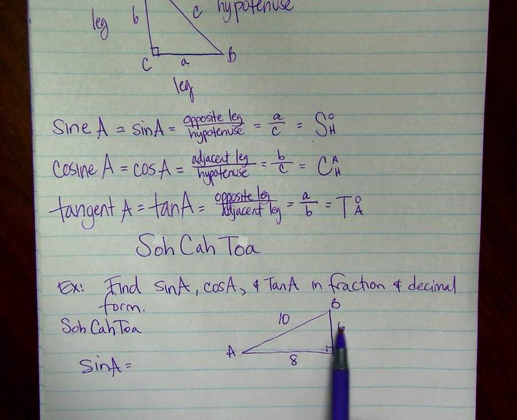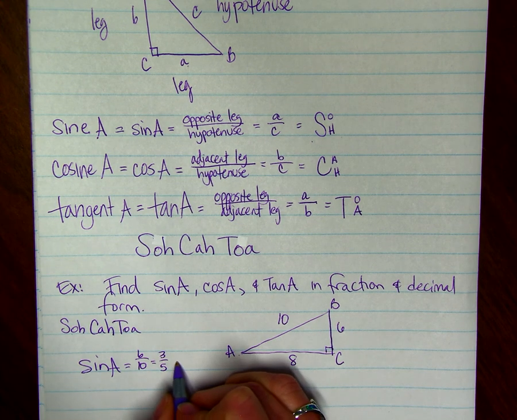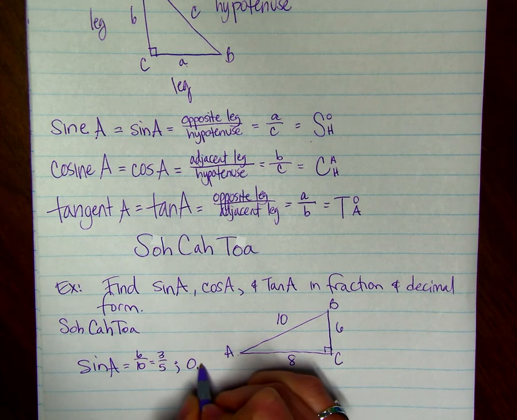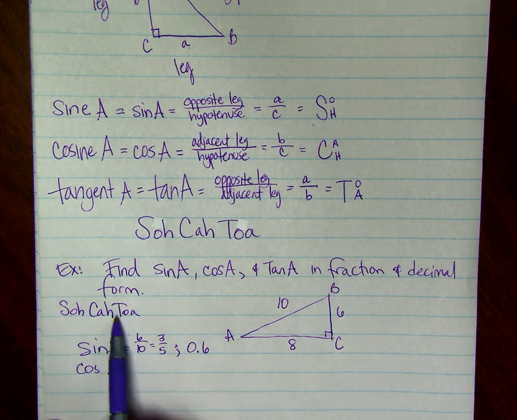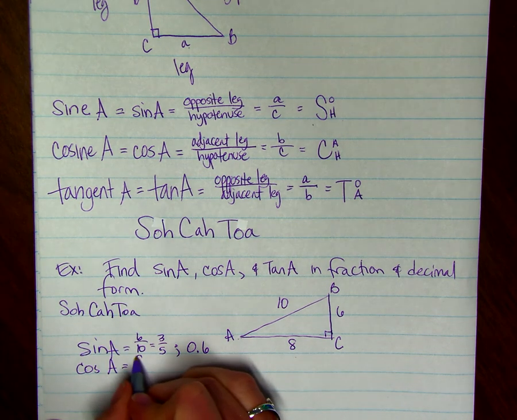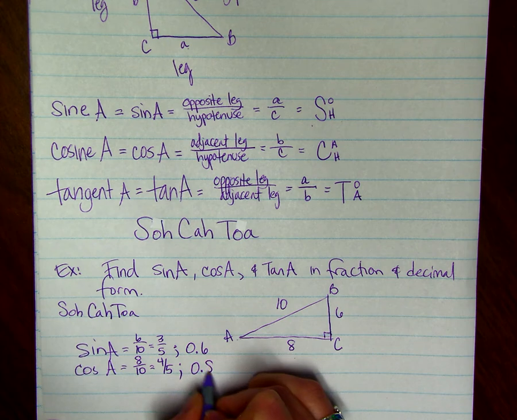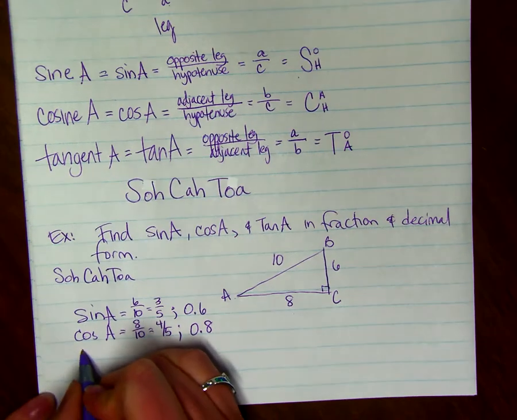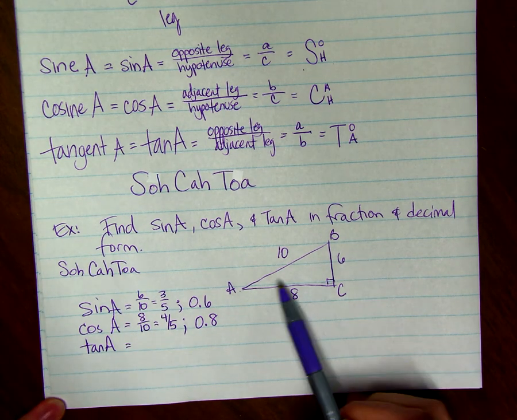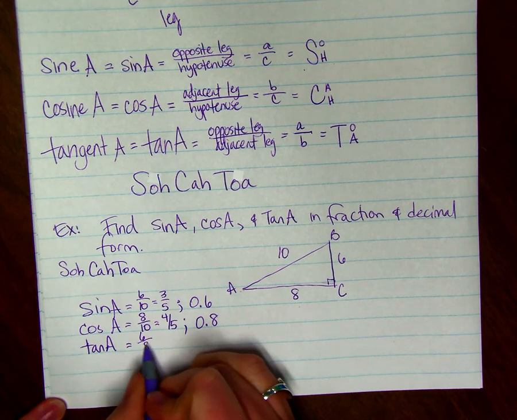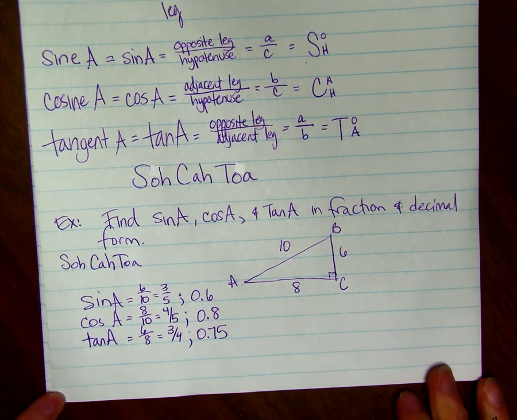So we're going to do opposite, which is 6 over 10, reduced as 3/5, and as a decimal, it'll be 0.6. The cosine of A is adjacent over hypotenuse. So we'll do 8 divided by 10, which is 4/5 or 0.8. And then the tangent of A is opposite over adjacent. So opposite 6 over 8 or 3/4. And 3/4 as a decimal is 75 hundredths.